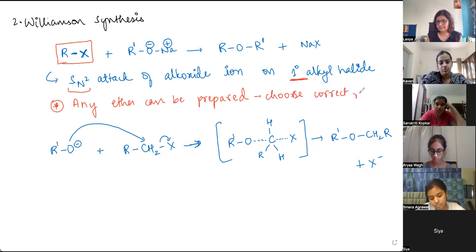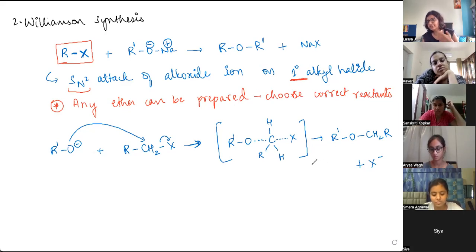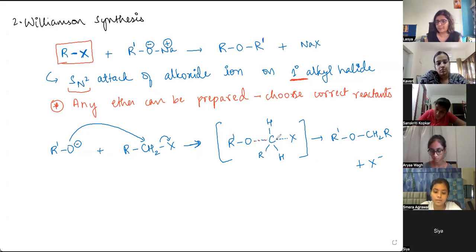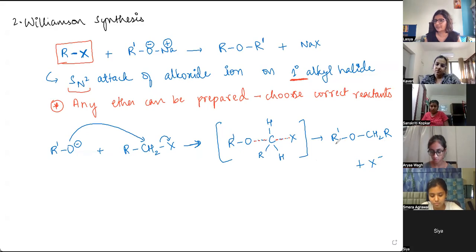Can you explain this blue line, the last one? This is the mechanism. When you were introduced to SN2 in haloalkanes, haloarenes, this is what you learned, right? The nucleophile attacks from the backside. As this bond is being formed, the bond with the leaving group starts getting weaker. This is like your unstable intermediate. It happens in one step: the nucleophile forms a bond with this carbon while the leaving group leaves. This is the final product you get, your ether.